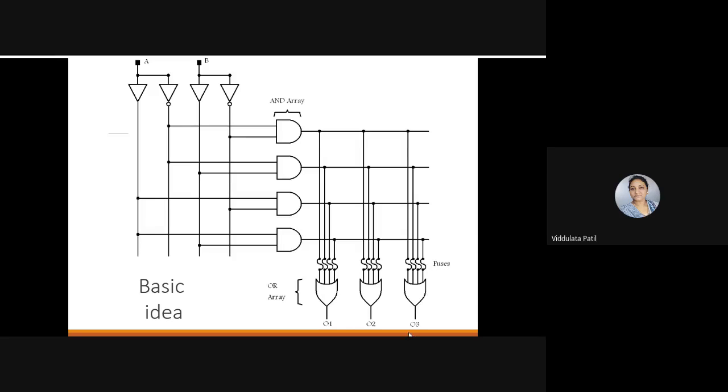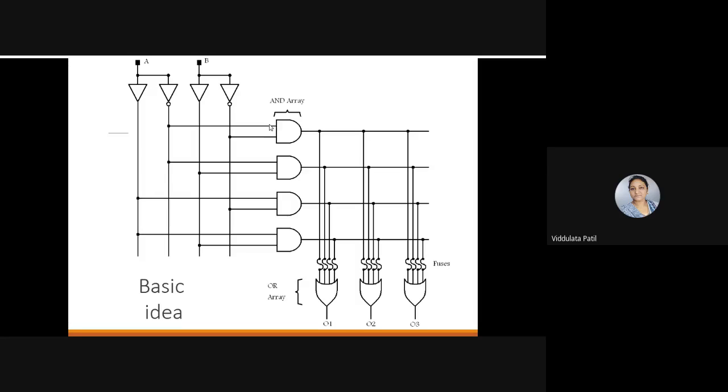Here is the AND gate array. If you look at this AND gate, here there is A bar and B bar, this is the input. The input is connected to the AND gate through a buffer or inverter. If a buffer is connected in between, then whatever logic is there will be connected to that AND gate, or if it is inverted, then the inverted input will be there.